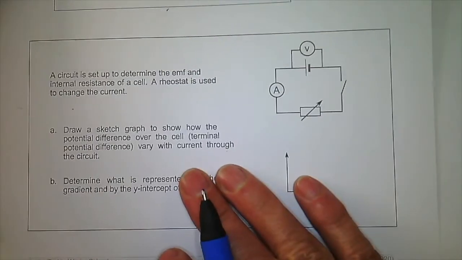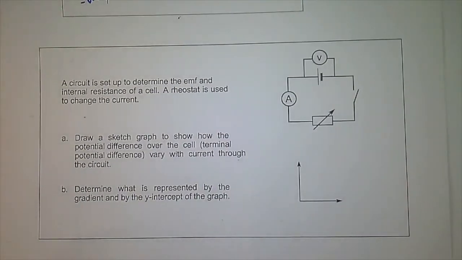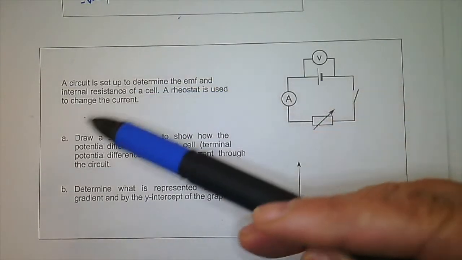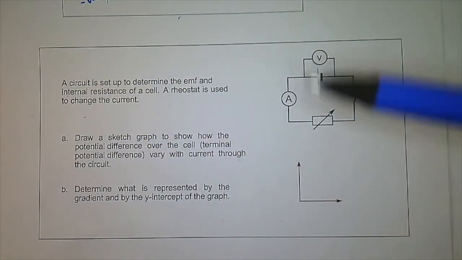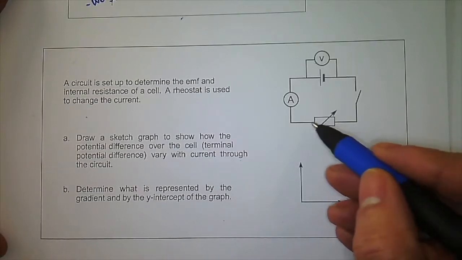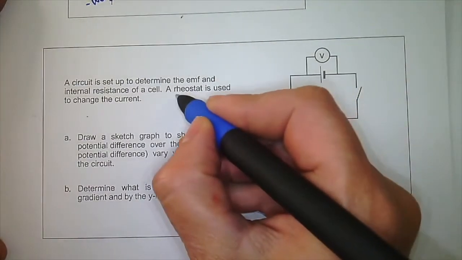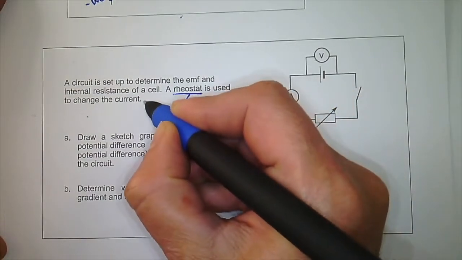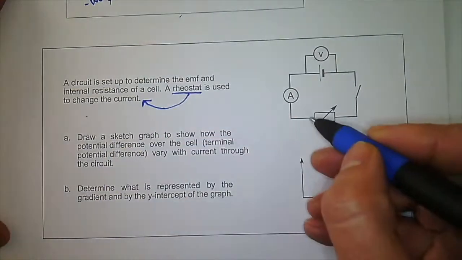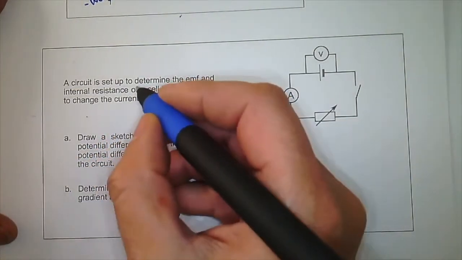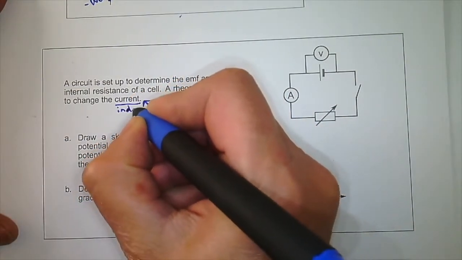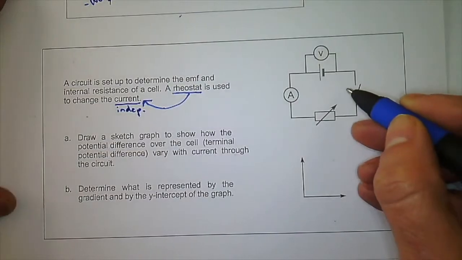The next one is an example typically used for determining the EMF and the internal resistance of a cell. So what we do is we set up this circuit and we've got a rheostat over there, a variable resistor. And the reason why we use that is to change the current. That is the work of the rheostat, to change the current. So immediately when you do see the rheostat over there, you know that current is your independent variable. It's the one that you are changing.